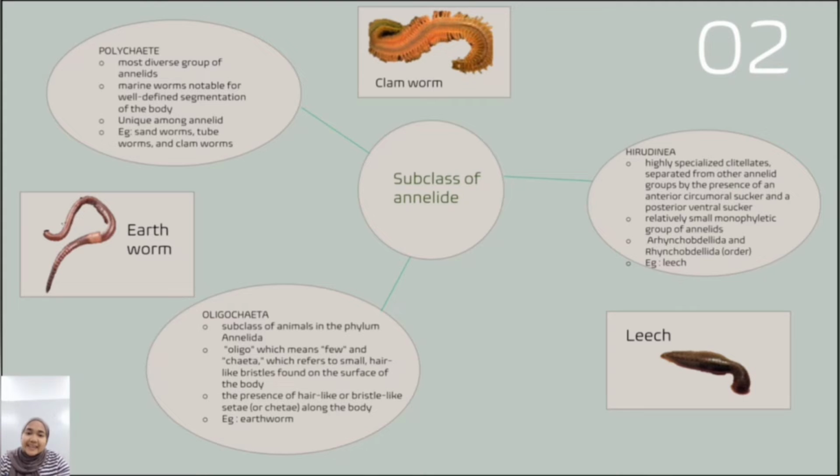So last but not least, the third subclass of annelid, which is Hirudinea. Hirudinea is really separate from the other subclasses of annelid, Oligochaeta and Polychaeta, because of the presence of an anterior circumoral sucker and a posterior ventral sucker. That makes a relatively small monophyletic group of annelids. The example of Hirudinea, only one, is the leech, which can be found in the forest after the rain.